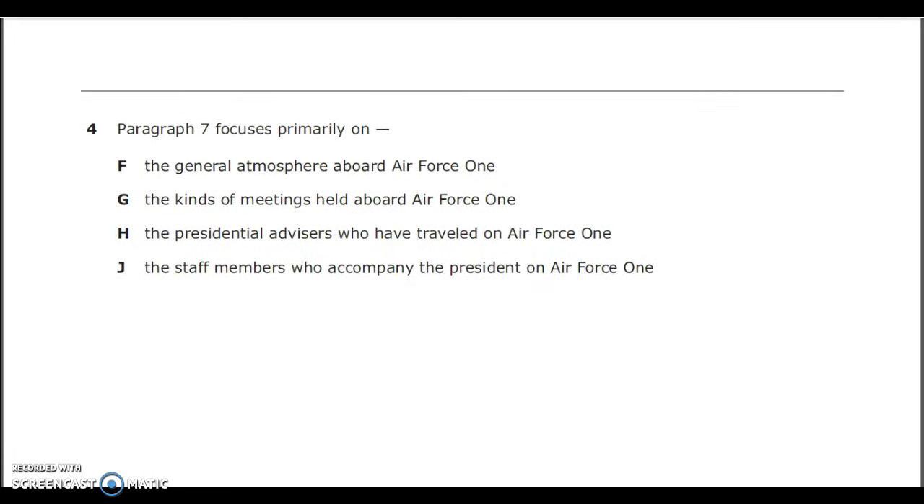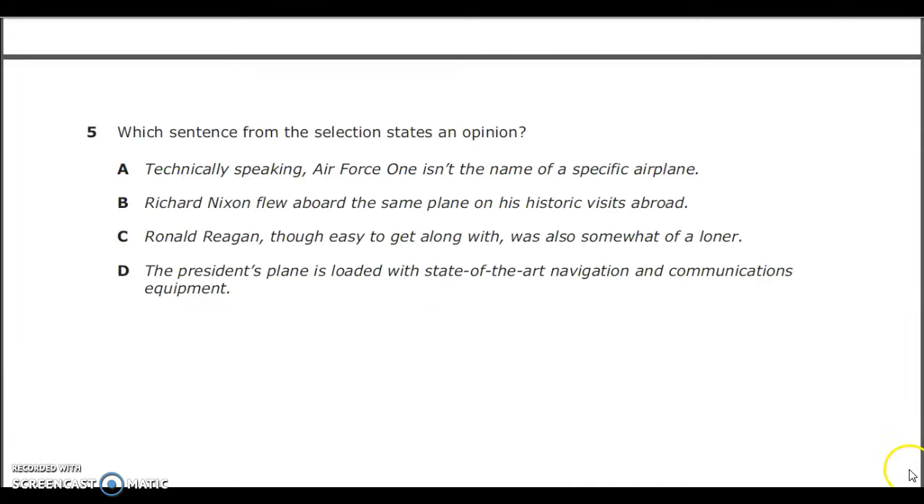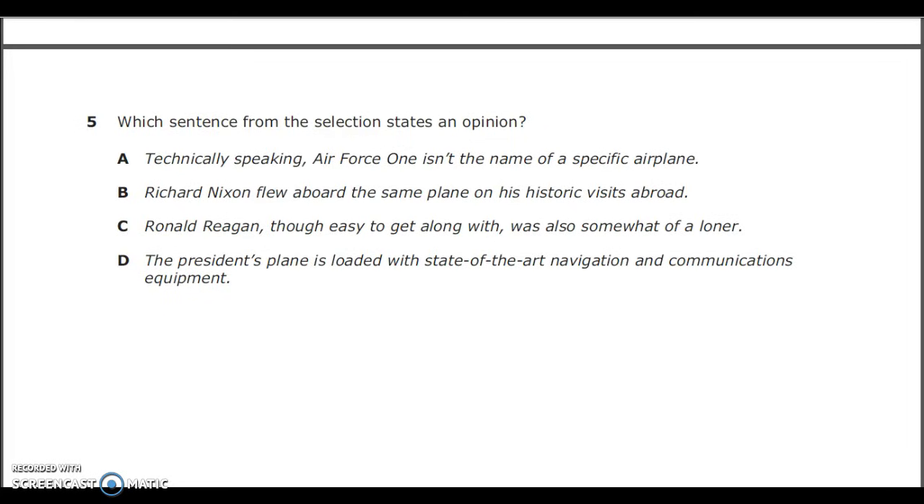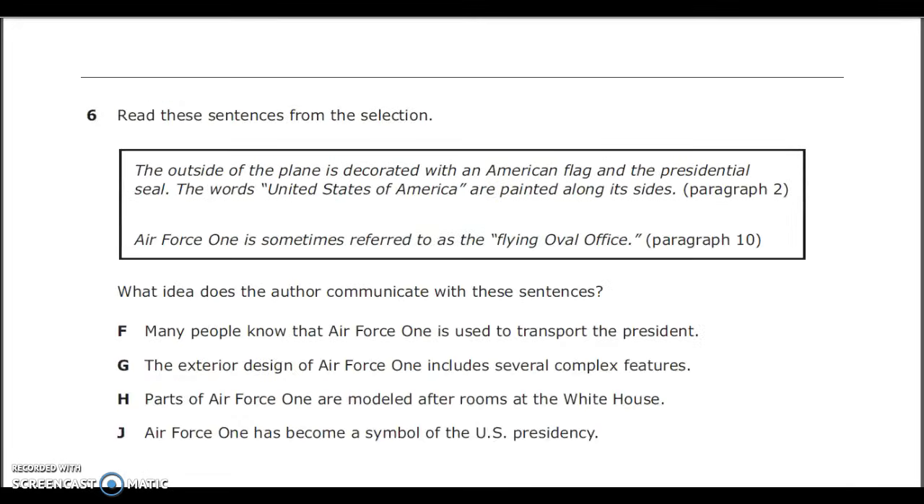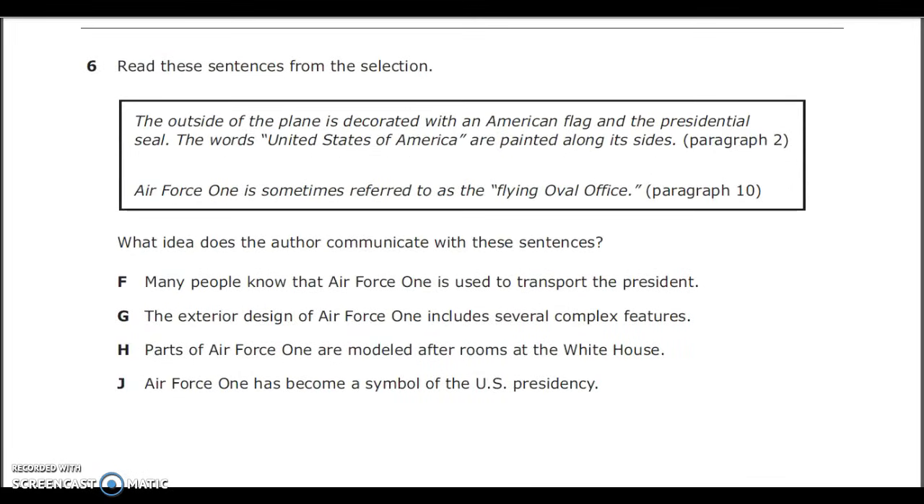Again, we have some main idea, the primary focus of paragraph 7. Here we have a text evidence question where we have to analyze which sentence is an opinion. So we're having to go back to the text and prove which statement is an opinion. Here's some more text evidence. Let me give you one more tip about this type of question.